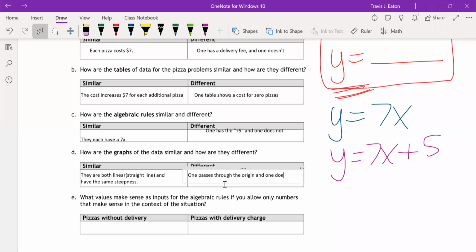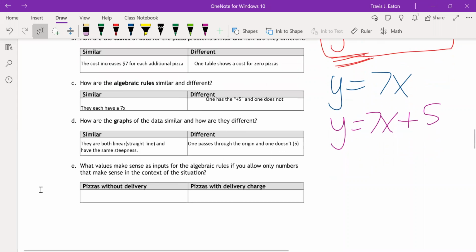And one doesn't, because it passes through at 5 instead. Okay. Then let's go up here.